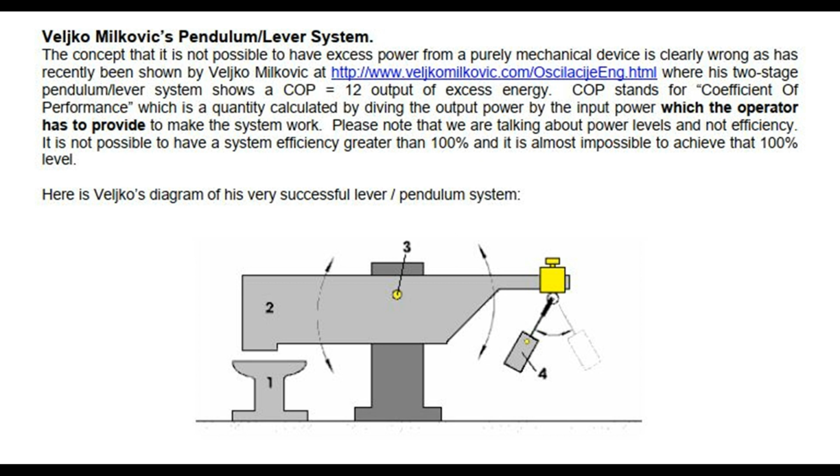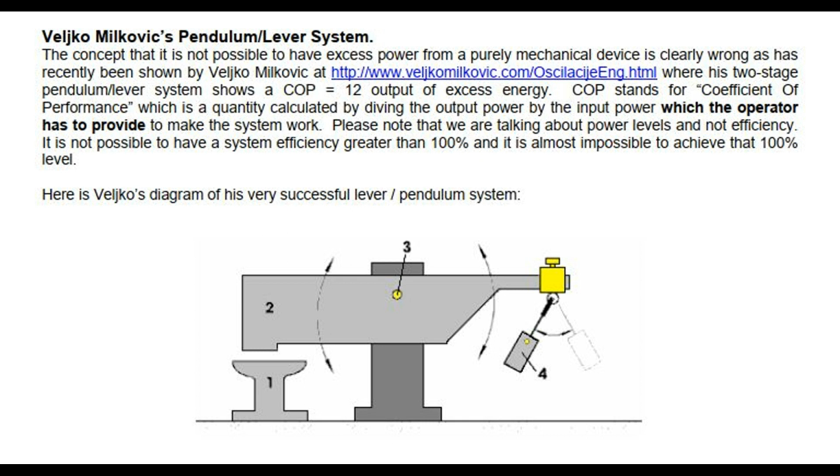COP stands for coefficient of performance, which is a quantity calculated by dividing the output power by the input power which the operator has to provide to make the system work. Please note that we are talking about power levels and not efficiency. It is not possible to have a system efficiency greater than 100%, and it is almost impossible to achieve that 100% level. Here is Veljko's diagram of his very successful lever/pendulum system.